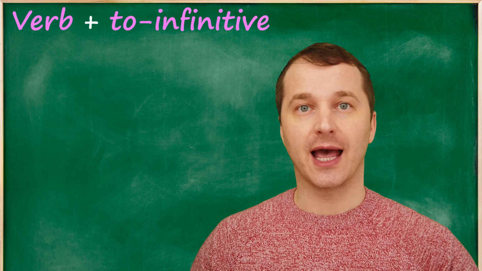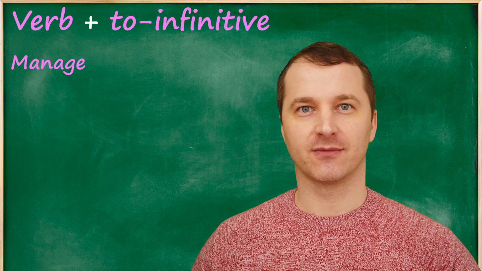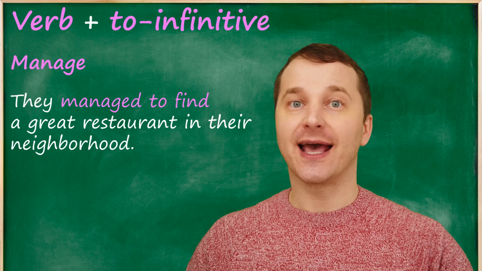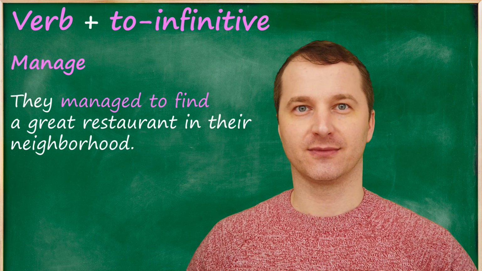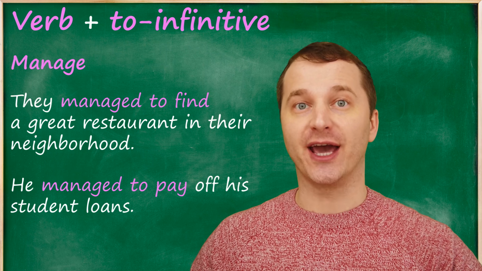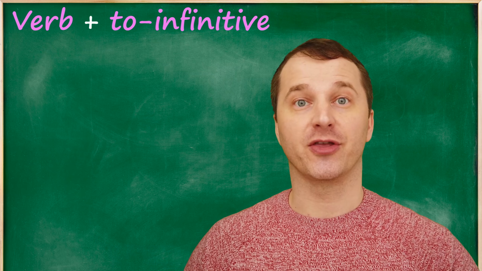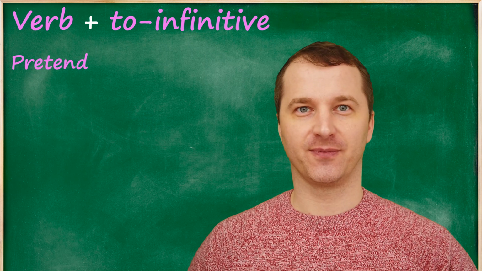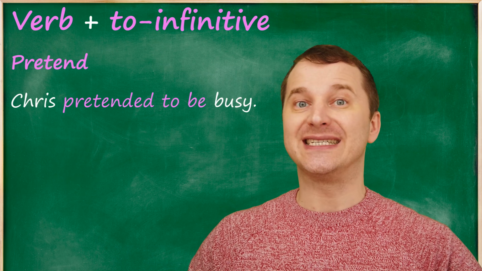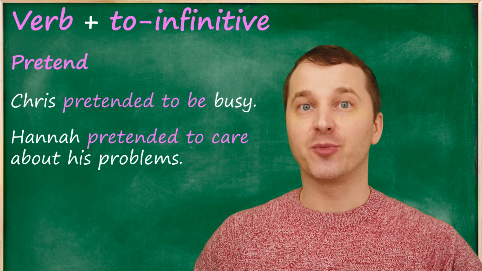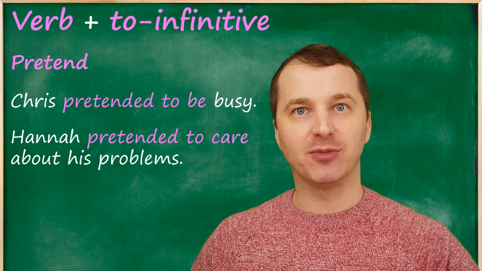Number 2, manage. They managed to find a great restaurant in their neighborhood. He managed to pay off his student loans. Number 3, pretend. Chris pretended to be busy. Hannah pretended to care about his problems.